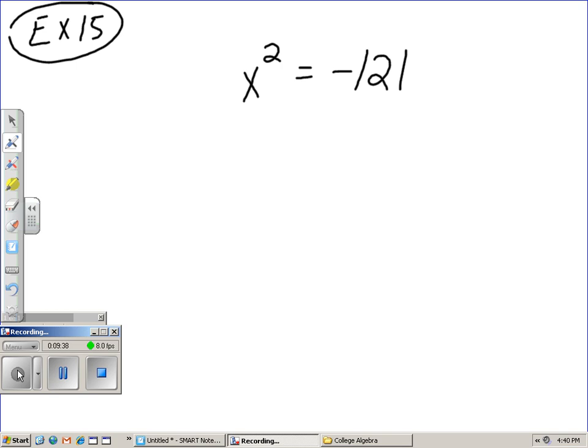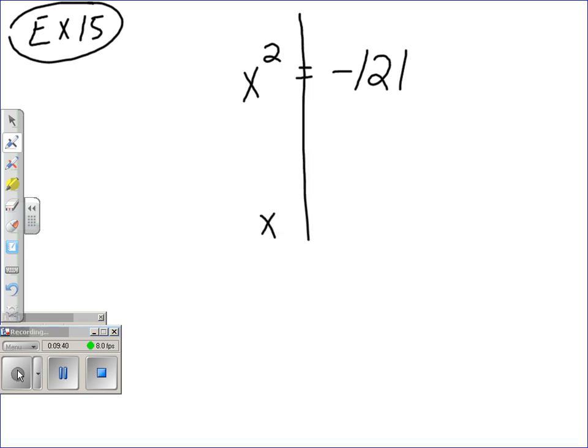So remember, we want to get our x alone. That means I have to get rid of that little square up there. How do you get rid of a square? You square root it. They're opposites, they're inverses, they undo each other.